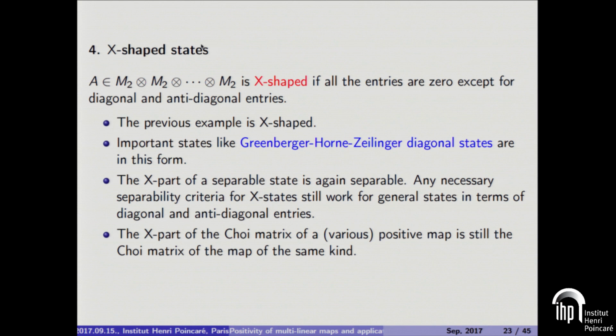Several physicists have already tried these problems. Furthermore, if we take the X part of a usual matrix, then the X part of a separable state turns out to be again separable. So any necessary criterion for X states still holds as a necessary criterion for the general cases, in terms of the diagonal and anti-diagonal entries. The same holds for the Choi matrices of the several kinds of positivity.